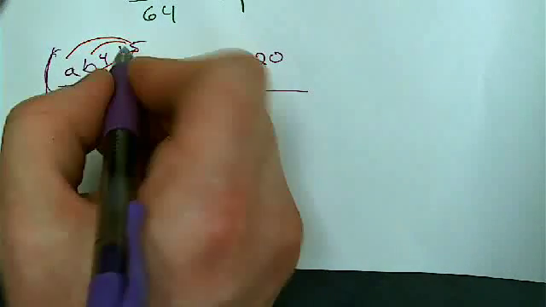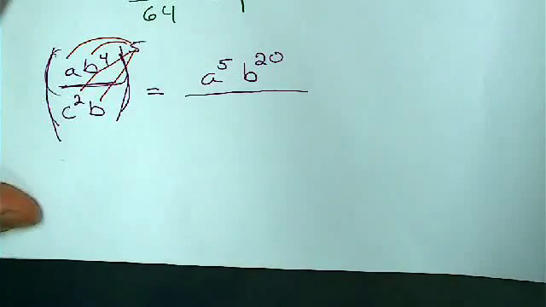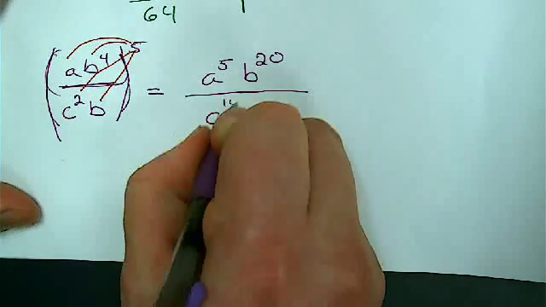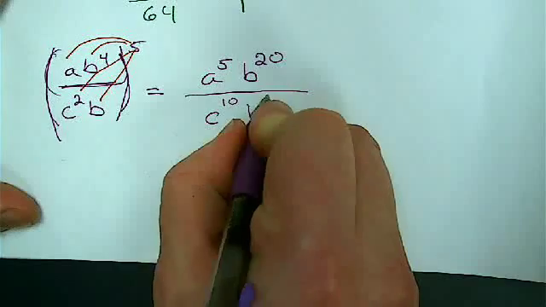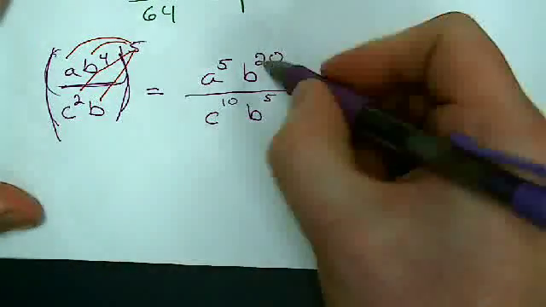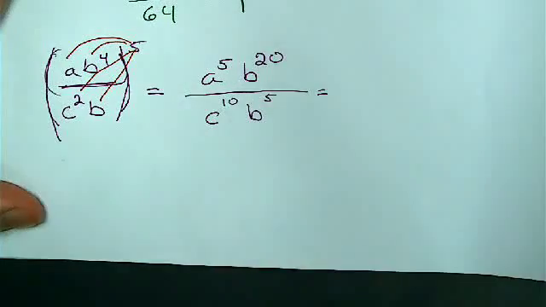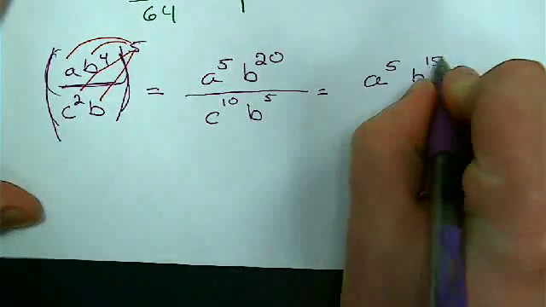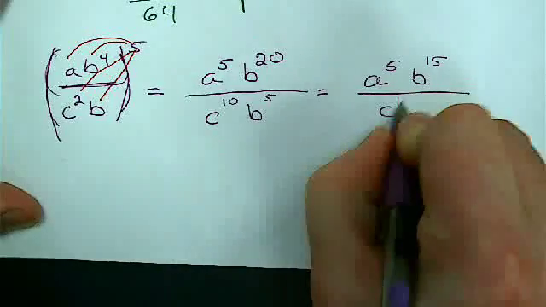Yeah, remember when it's power to a power, we multiply. C to the what? 10th. C to the 10th, and then B to the 5th. Okay. And then you add the 2 B's. Well, they're divided, so I subtract them. So it becomes A to the 5th, B to the 15th, over C to the 10th.